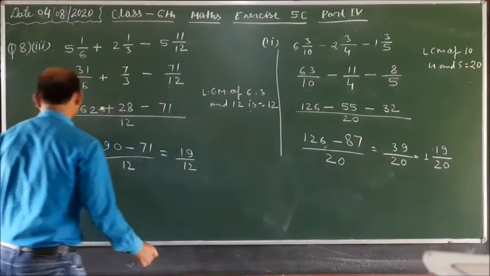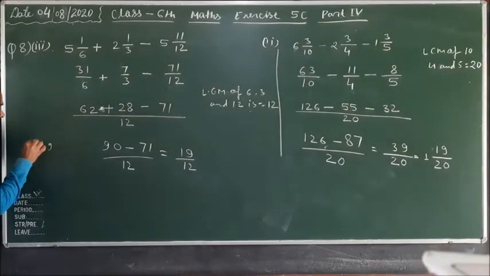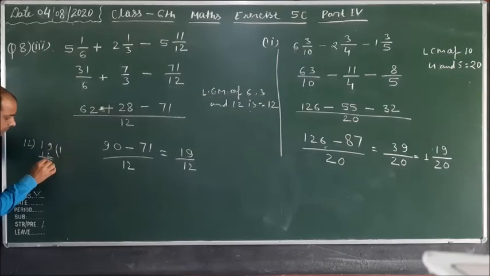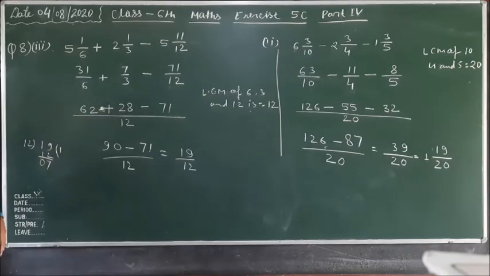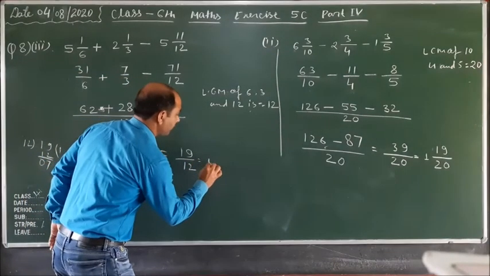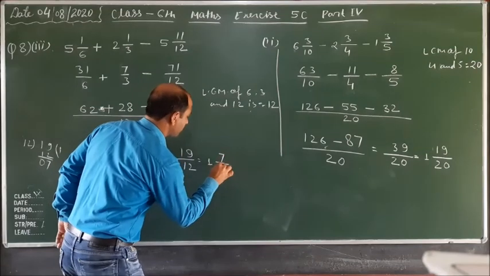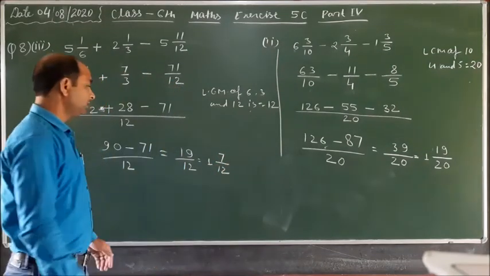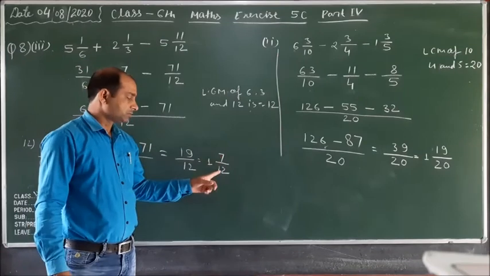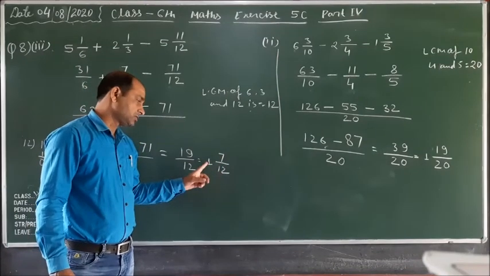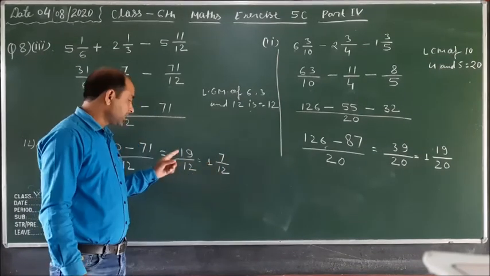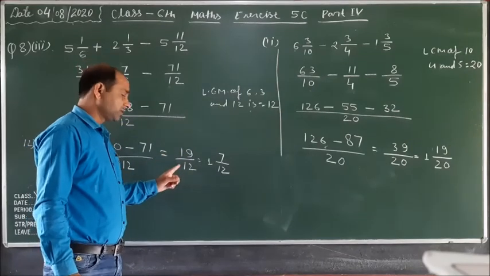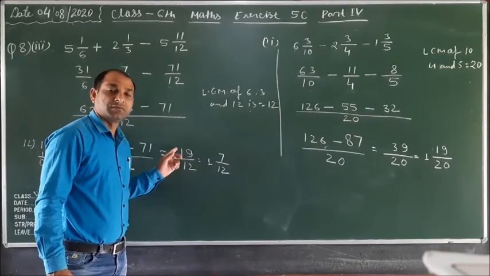So how do we change it to the mixed fraction? 19 upon 12. 19 divided by 12. 12 1s are 12. 9 minus 2 equals 7. Here 0. Now 1 whole 7 upon 12. So we write here 1 whole 7 upon 12. 7 upon 12, this is your remainder, this is your divisor, and this is your quotient. And here 19 upon 12, this is your dividend.